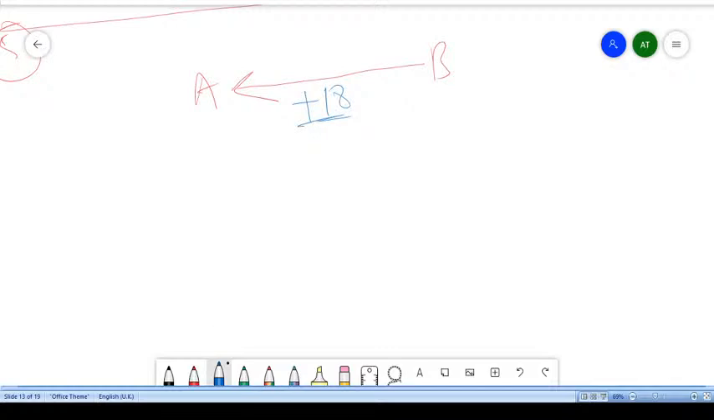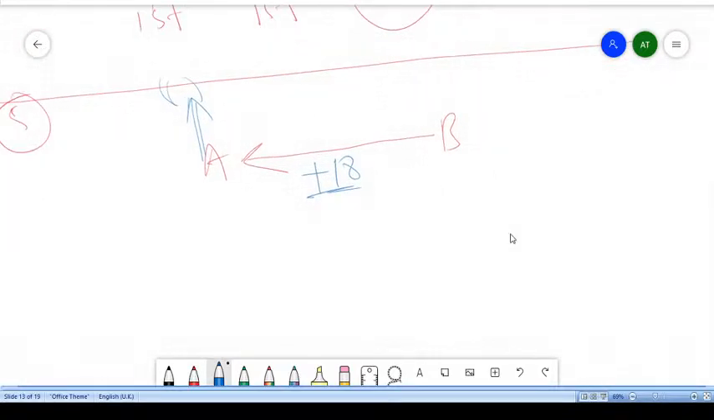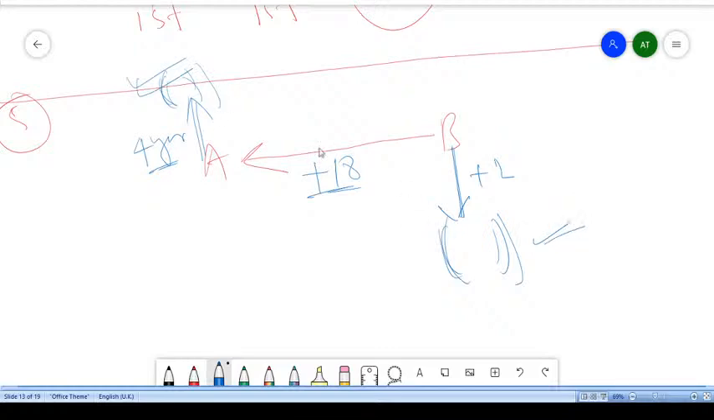And again it says the ratio between the age of A 4 years before and the age of B 2 years after. 4 years before, there is some age of A, right? And 2 years after, there is some age of B. Then how do we calculate the ratio? We just compare the age of A 4 years before with the age of B 2 years after, and then the ratio becomes 2:1.